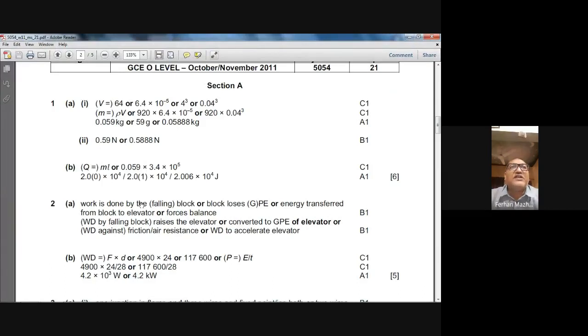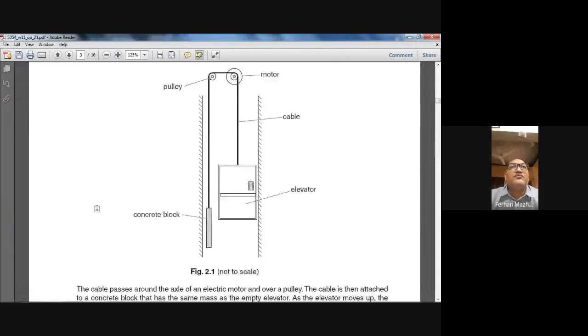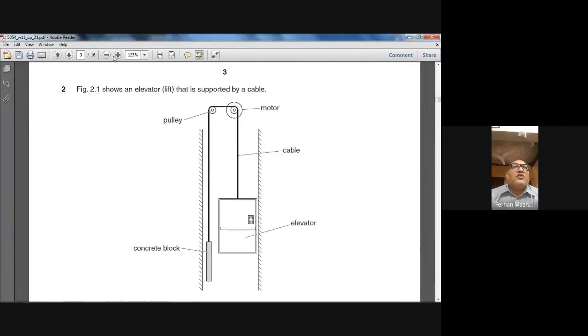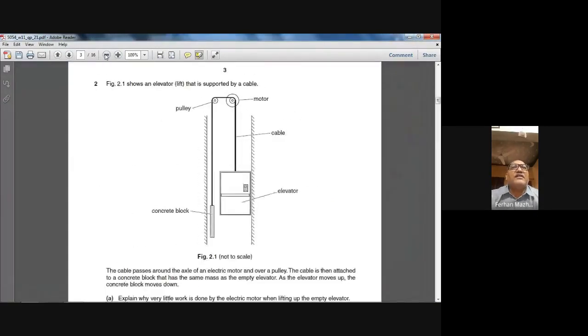So we are done with the question number 1. Hopefully you have understood it. Question number 2. So let me reduce the size so you can understand it.